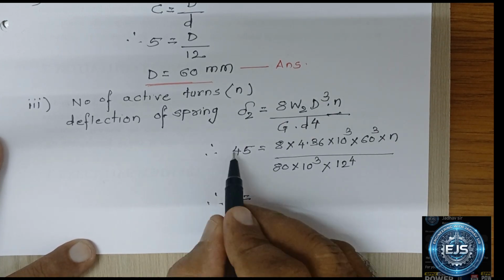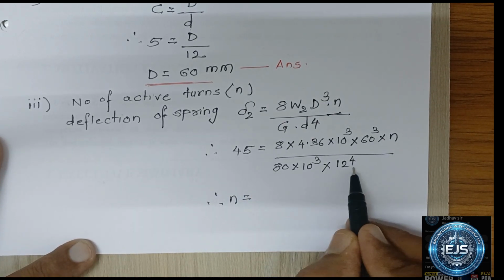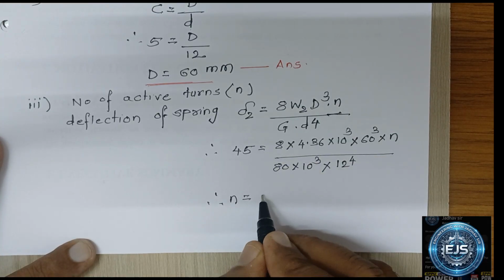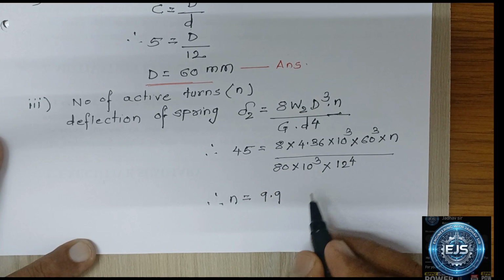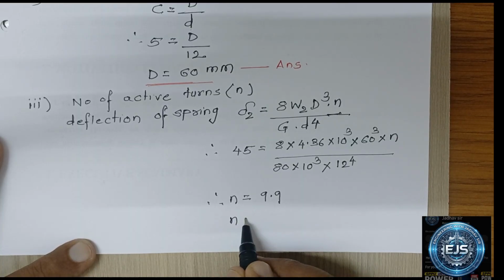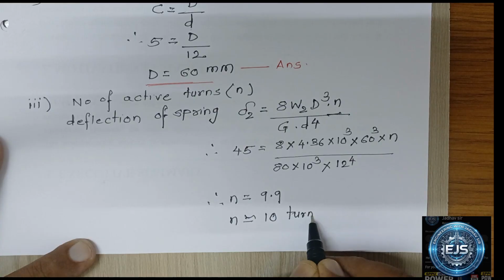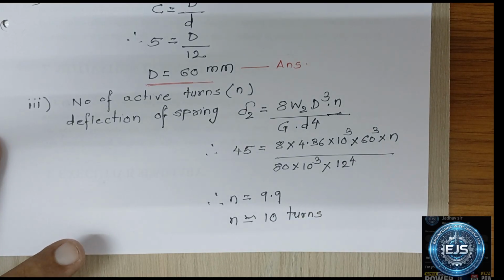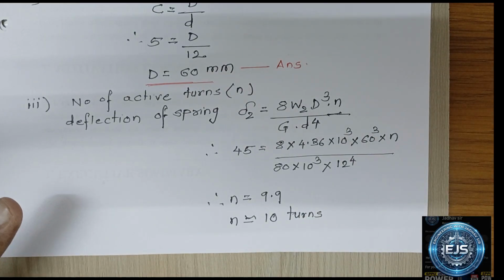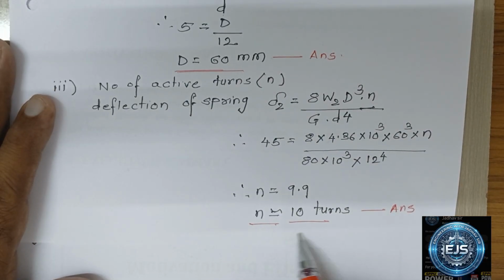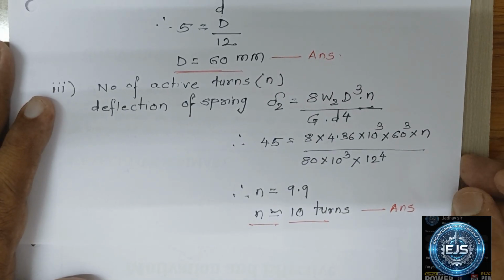ये क्रॉस मल्टीप्लाई होगा 45 into 80 into 10⁻³ into 12⁻⁴ डिवाइडेड बाय ये पूरा टर्म यहाँ आएगा. तो कैलकुलेशन के बाद नंबर ऑफ एक्टिव टर्न्स आ रहे हैं 9.9. सो अप्रोक्सीमेटली नंबर ऑफ टर्न्स 10 हैं. तो ये 10 एक्टिव टर्न्स हैं. नंबर ऑफ एक्टिव टर्न्स इन दिस प्रॉब्लम आर 10. ये तीसरा आंसर था हमारा. Third answer: 10 turns. Number of active turns in the problem is 10.